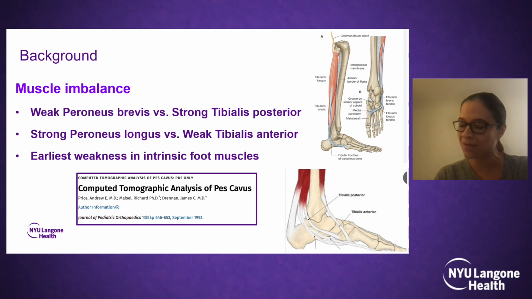I'm going to do a little shout out here to one of our other faculty members, Dr. Andrew Price, who actually did an imaging study looking at the different patterns of muscle atrophy that you can see in different types of cavus foot. And importantly, notice that in all cases, there are significantly weak intrinsic muscles, and that the intrinsic muscles are affected quite early and quite severely.